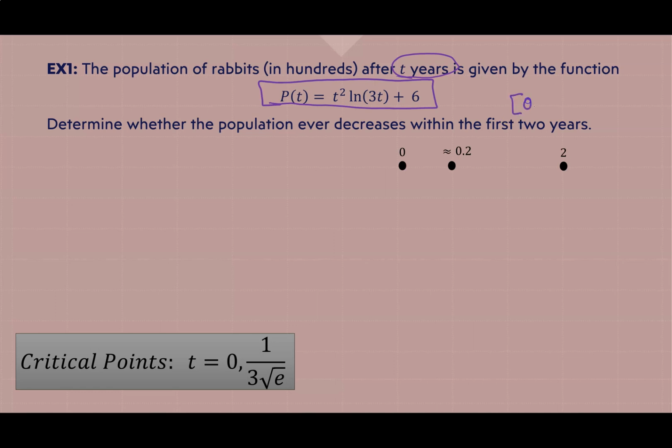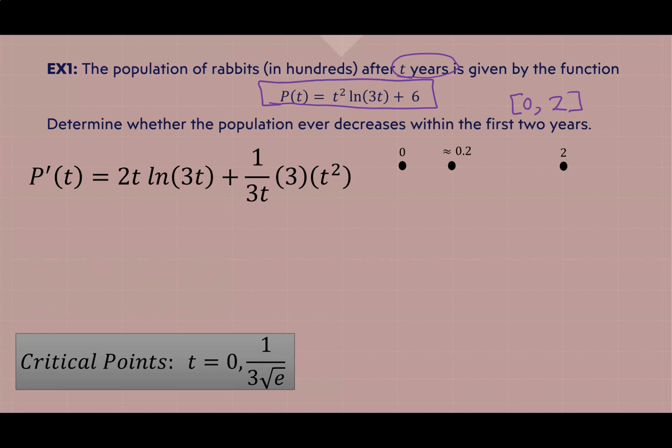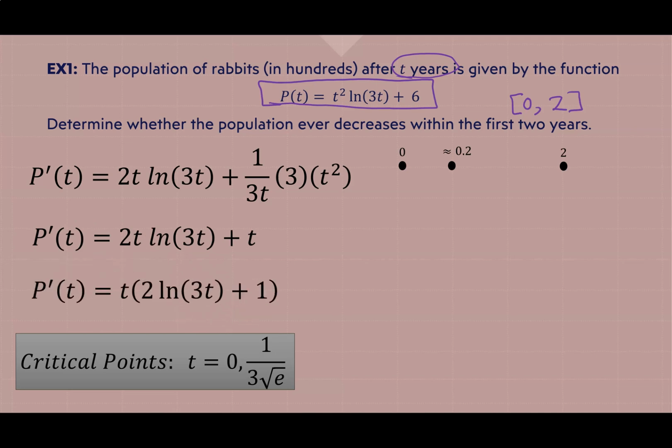The first 2 years would be the closed interval from 0 to 2, right? That's the interval we're looking at. Now, take the derivative, clean up the derivative, and then factor out the t. We have that. So your critical point would be when t is equal to 0, or when 2 ln of 3t plus 1 is equal to 0. When solving for t, you will have these two critical points. This number right here, if you type that into your calculator, it would be approximately 0.2.